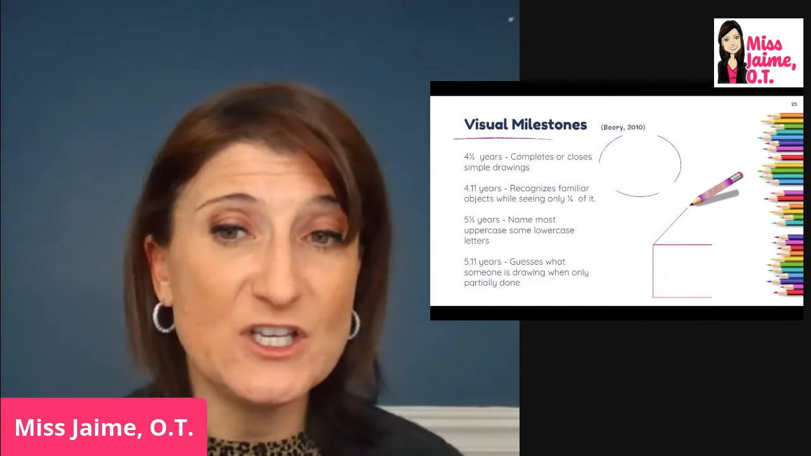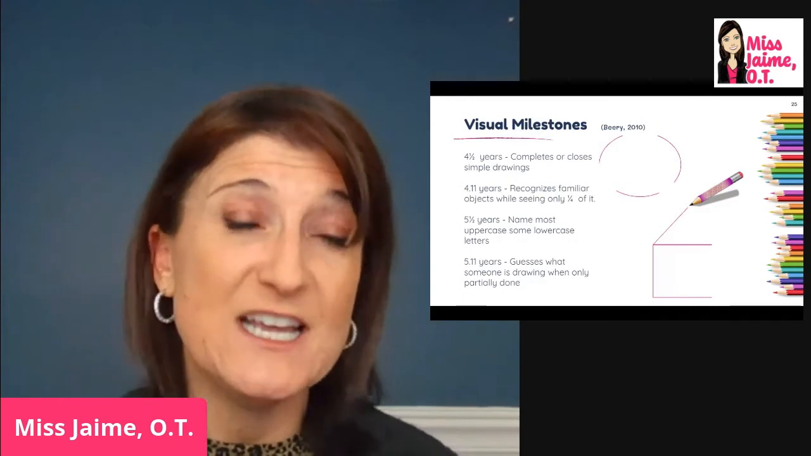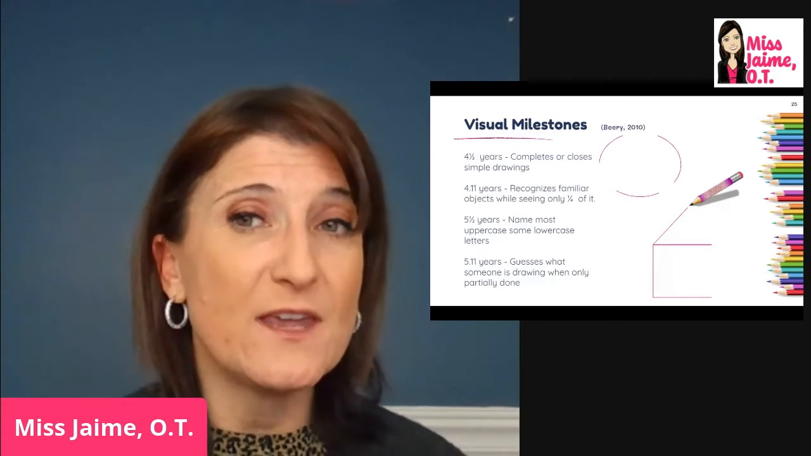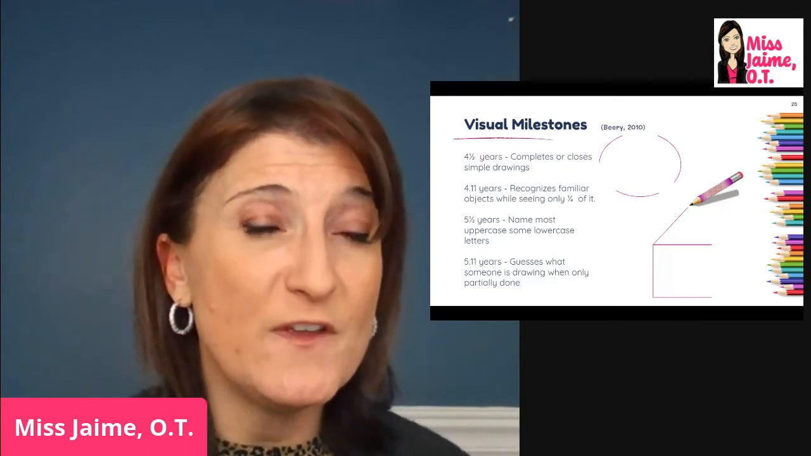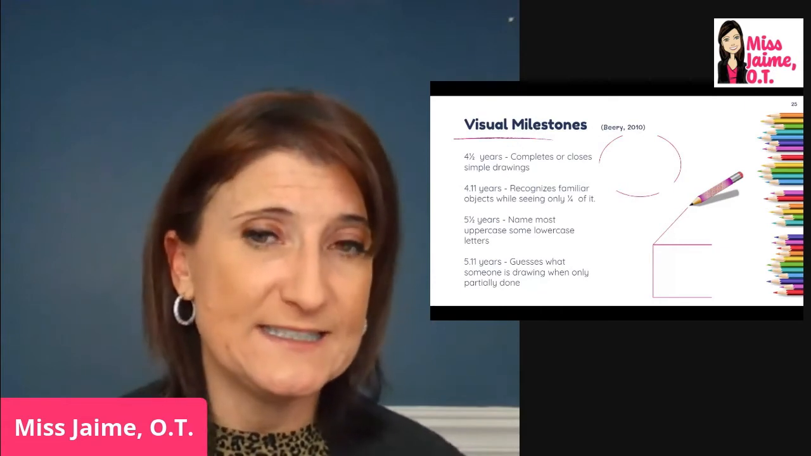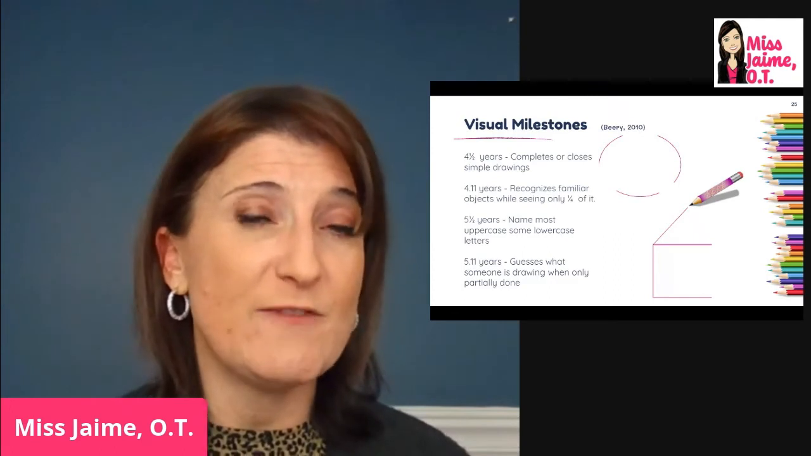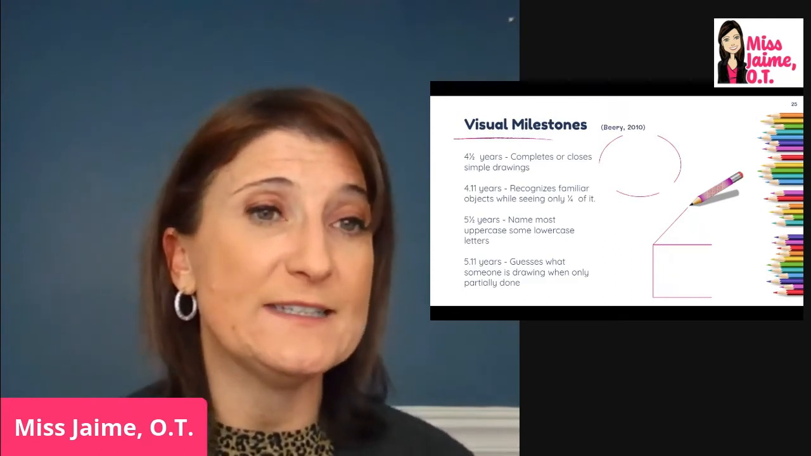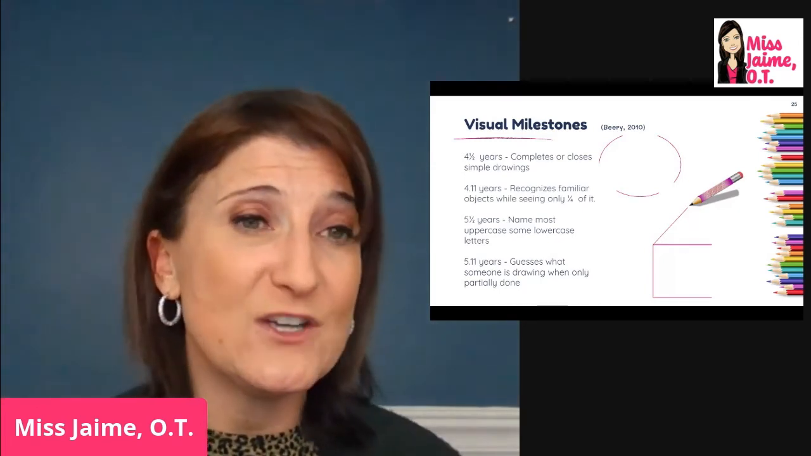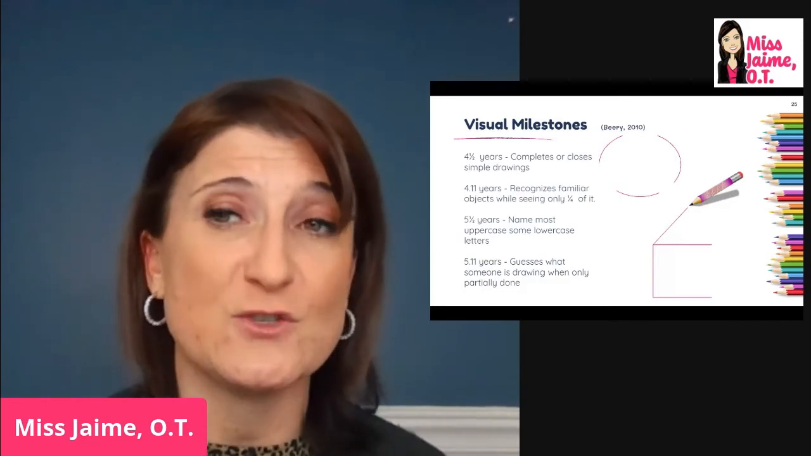By 5.11 years, they should be able to guess what someone is drawing when they're not even done. So that's pretty cool. But it's not what we may think kids should be able to do. Very often, the curriculum demands that kids by the end of kindergarten are writing sentences. They should have completed all of their letters. They should be writing every single letter. They should be writing sight words. They should be reading. Should be copying from the board. Our kids don't have those visual skills yet. So it's important that we don't ignore natural development.